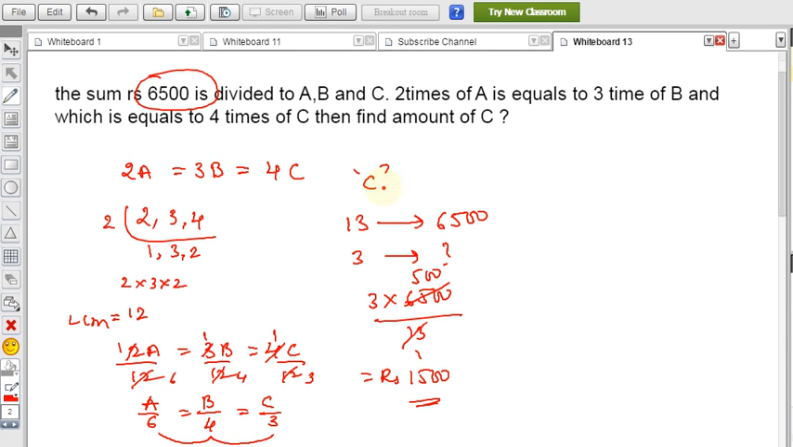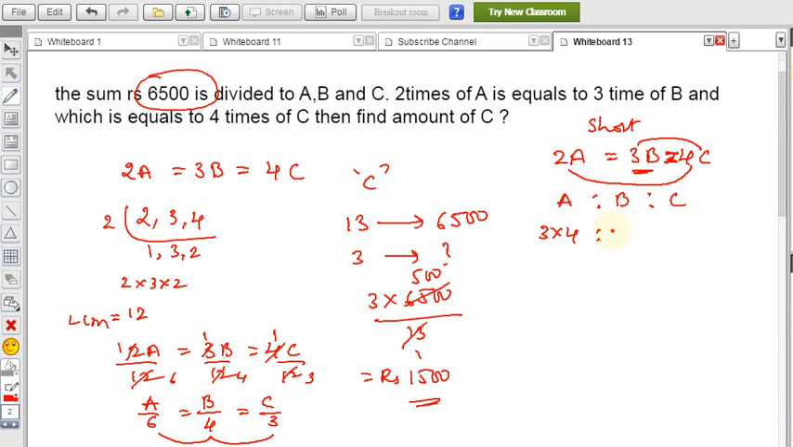Now in this problem, instead of doing LCM and all, there is a shortcut to divide the ratio of A, B, C. Now see, 2A is equal to 3B is equal to 4C. This is given. If I want the A, B, C ratio, when you are taking the A ratio, except A, the other two numbers you multiply. That is 3 and 4. For the B ratio, except B, the other numbers you multiply, 2 into 4. For the C ratio, except C, the others are 2 into 3. Whichever one we need, apart from that, the remaining numbers you multiply.